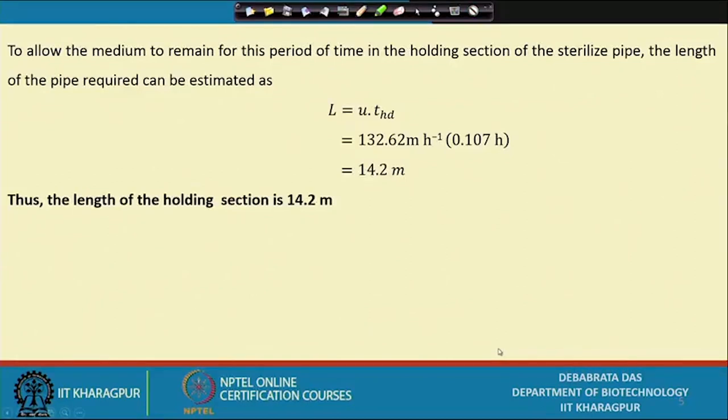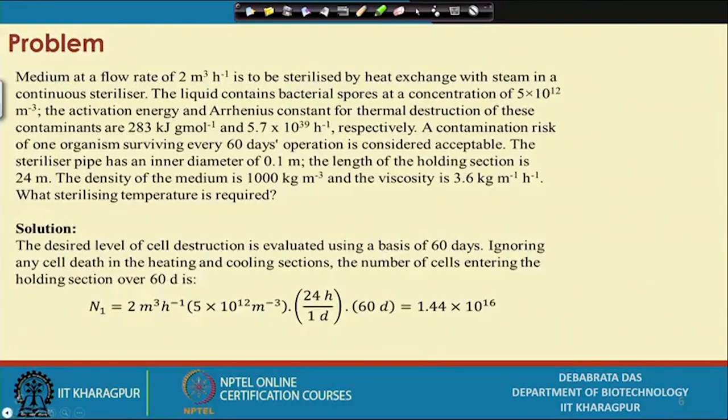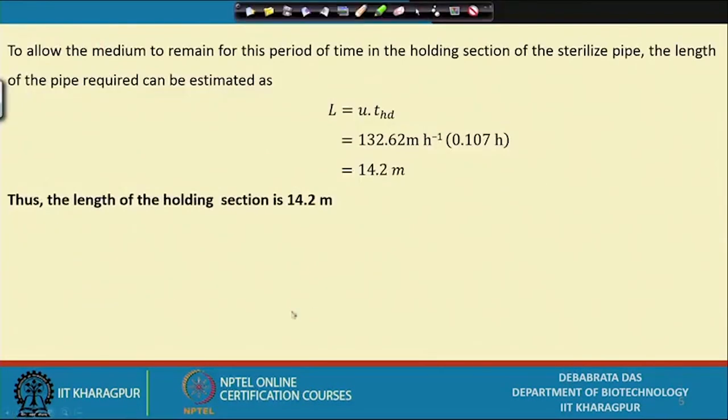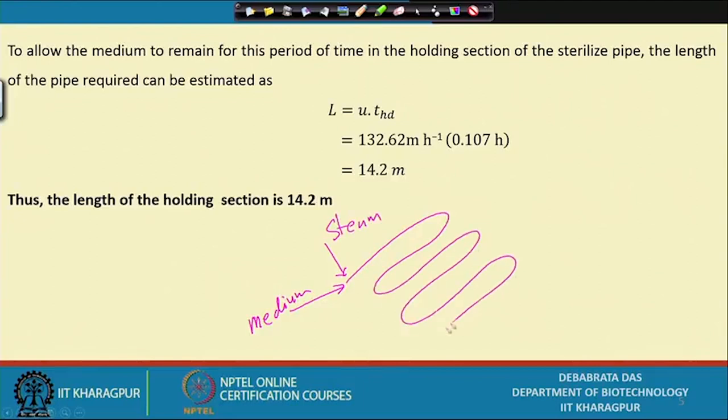Now, our problem is something different. Our problem is that we are injecting the steam. This is media and here is the steam, am I right? Then it is coming to the holding section. This is the holding section. So, the question comes here: in this holding section, we want to maintain the temperature at 130 degrees centigrade.